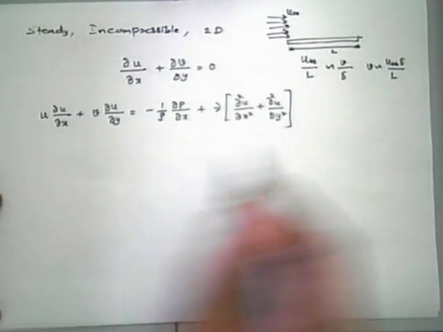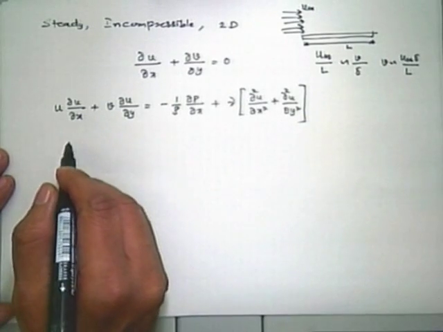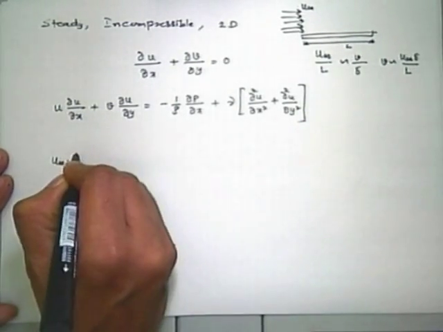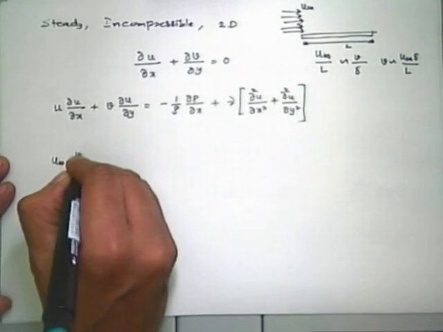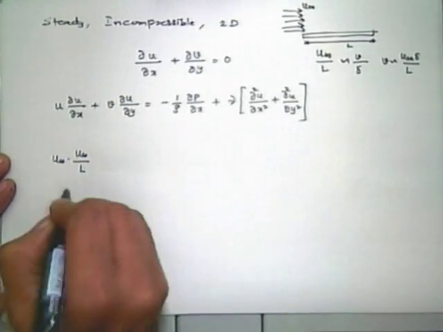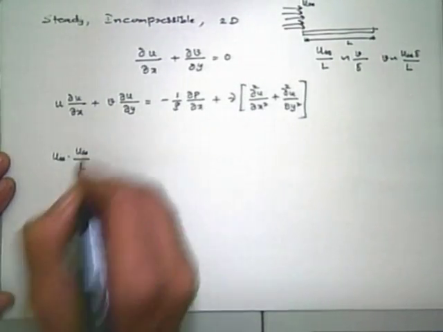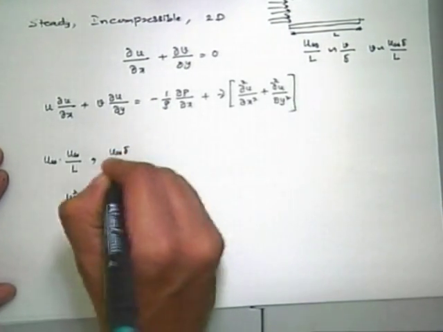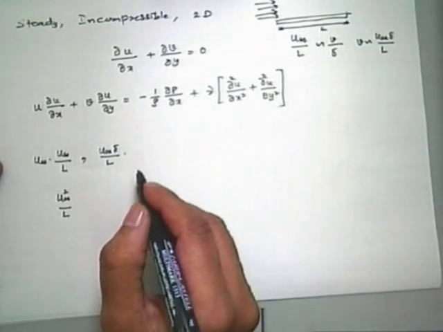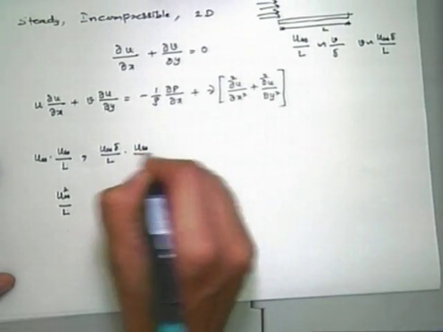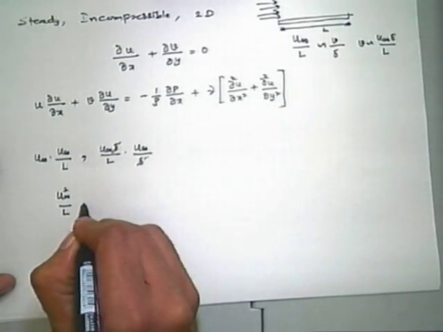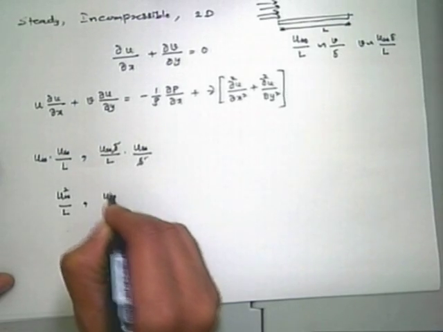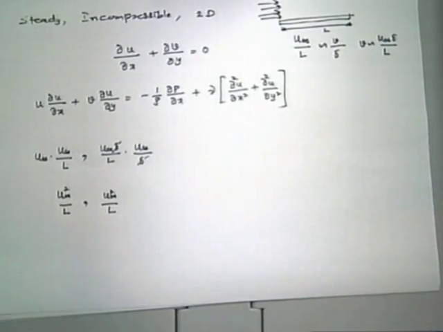Now let us see the scale of each term. What will be the scale of the first term on the left-hand side, U infinity into del U by del X? It will be U infinity by L, so I get U infinity squared by L. Now, what is the scale of the next term? The scale of V is U infinity delta by L, and the scale of del U by del Y is U infinity by delta. So delta cancels out and I get U infinity squared by L. What does this mean? Both are of the same order. I cannot afford to throw away either one. Both are important.